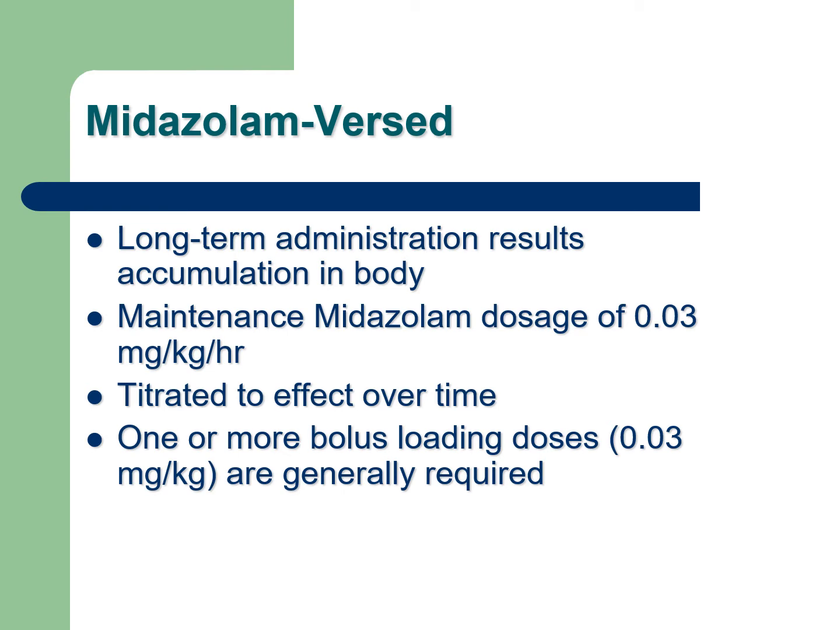Maintenance dosages are from 0.03 milligrams per kilogram per hour. It's basically titrated to effect over time, and you may have to use one or more bolus doses. Typically, rather than having a drip with Versed, they just give bolus shots to the patient to better manage their anxiety.